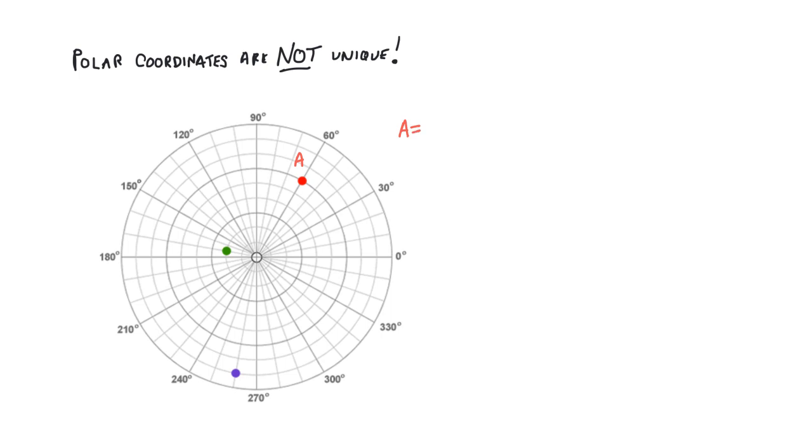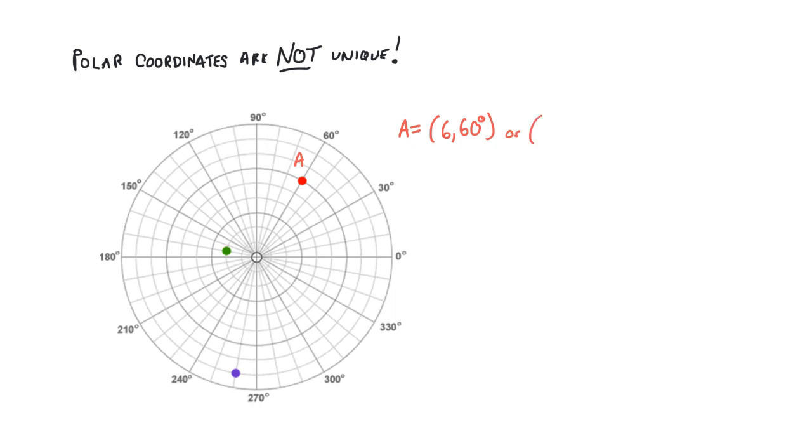The typical way to describe the coordinates at point A would be using its radius, which is 6. If you count out, it's 6 circles away from the center. And then its angle, which is 60 degrees, measured counterclockwise from the positive x-axis.